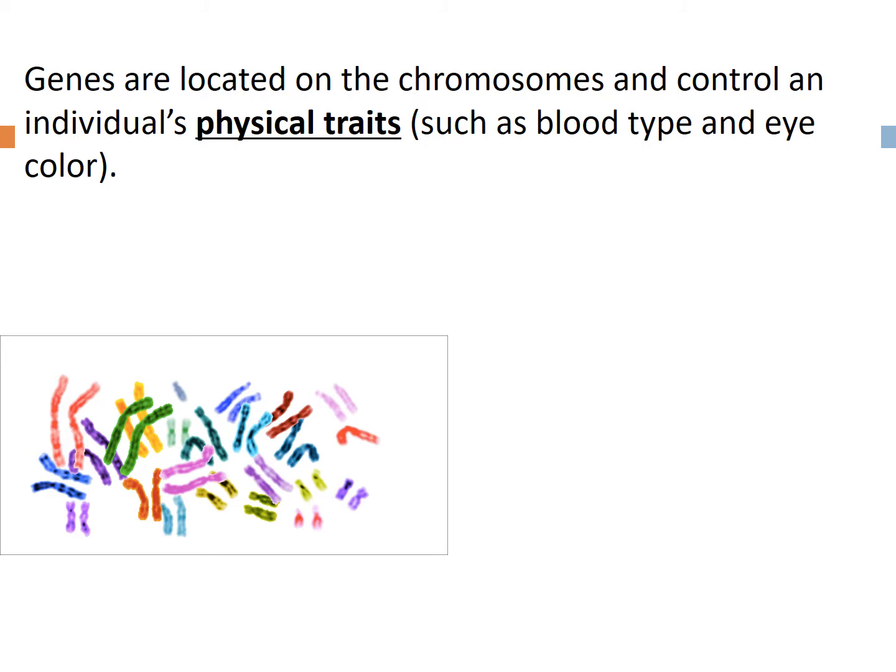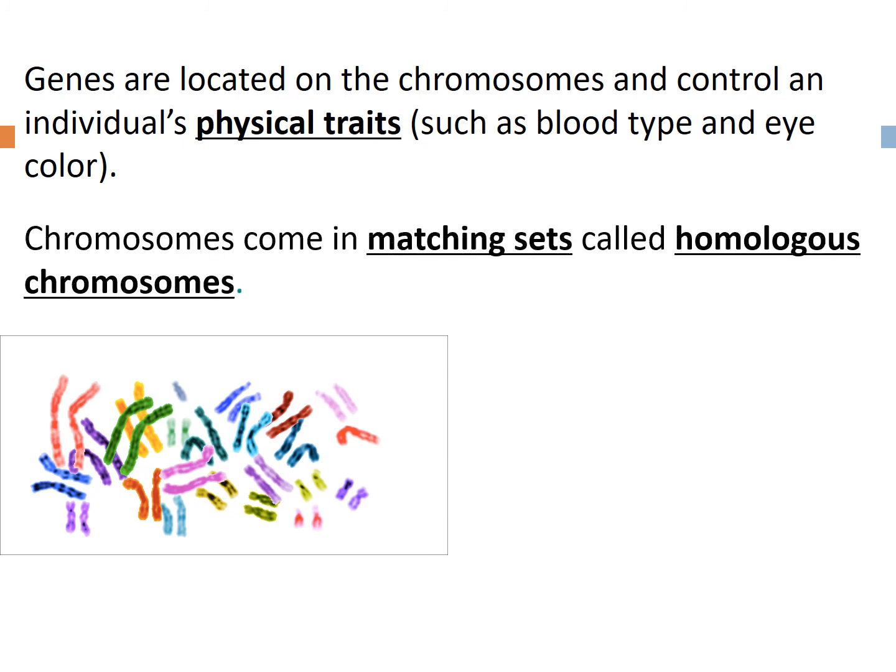So genes are located on the chromosomes, and they control the individual's physical traits. They control your blood type, your eye color, you name it, they control it. Chromosomes come in matching sets, and we call them homologous.